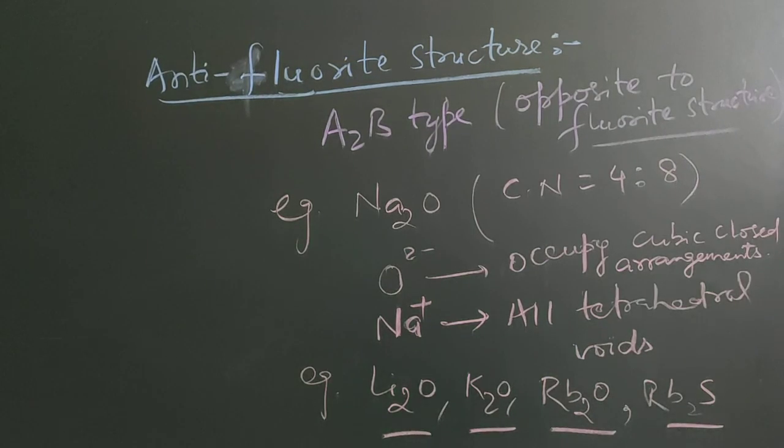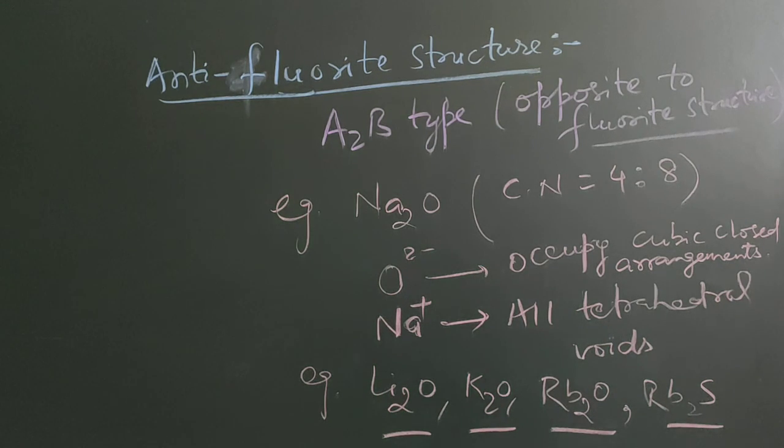Anti-fluorite structure. This type of structure is opposite to fluorite structure. These are also called A2B type structures. One of the most important examples is sodium oxide, Na2O. Here the coordination number is 4:8. The oxide ion occupies the cubic closed packed arrangement, whereas the sodium ions occupy all tetrahedral voids.